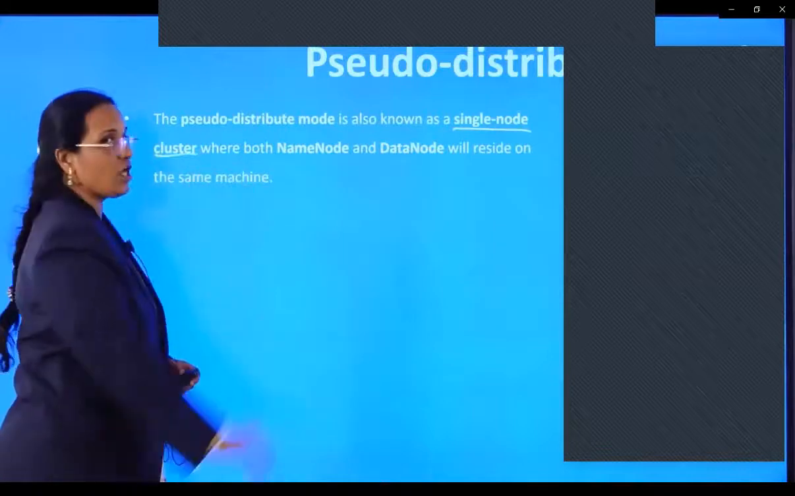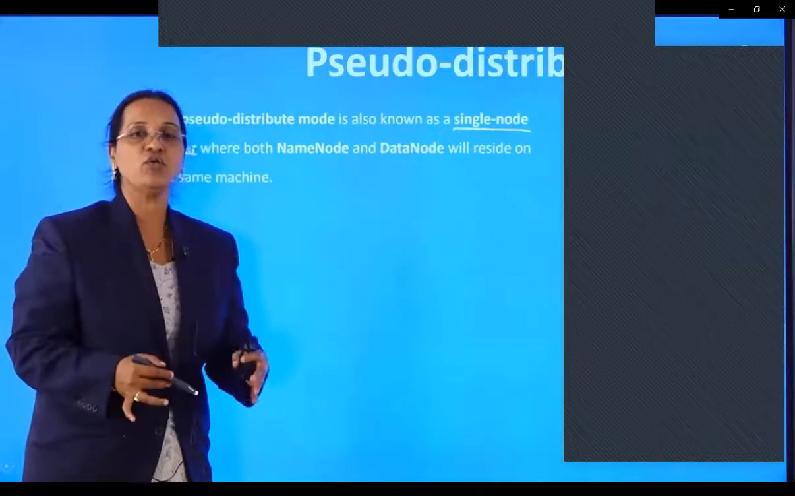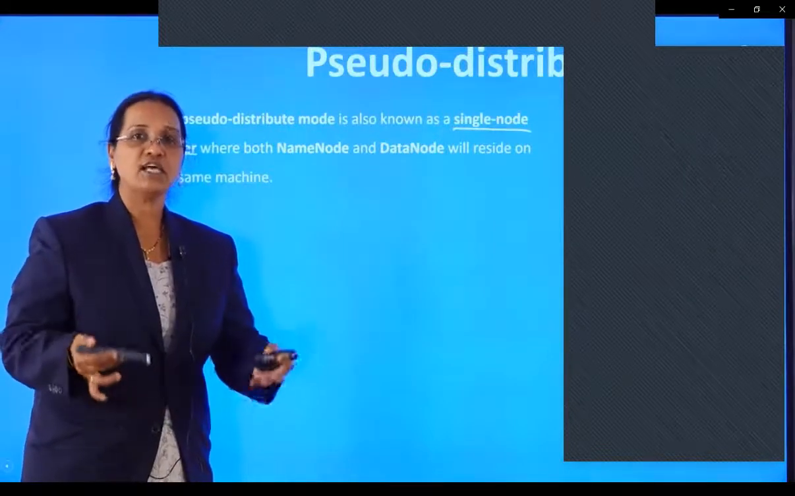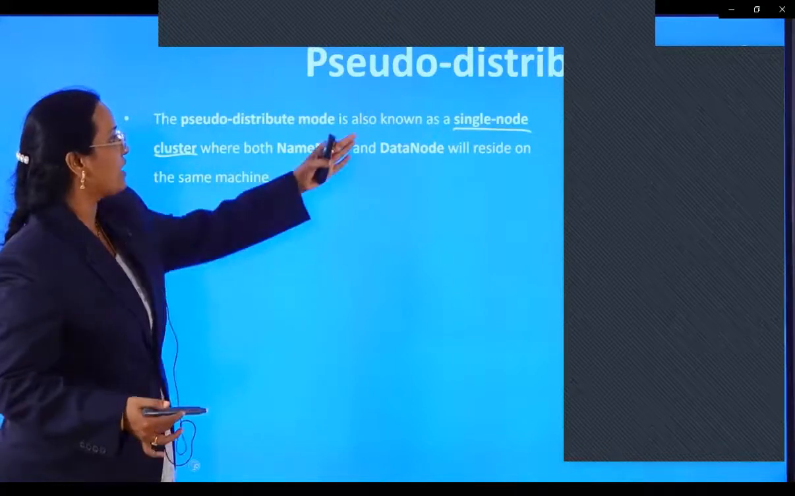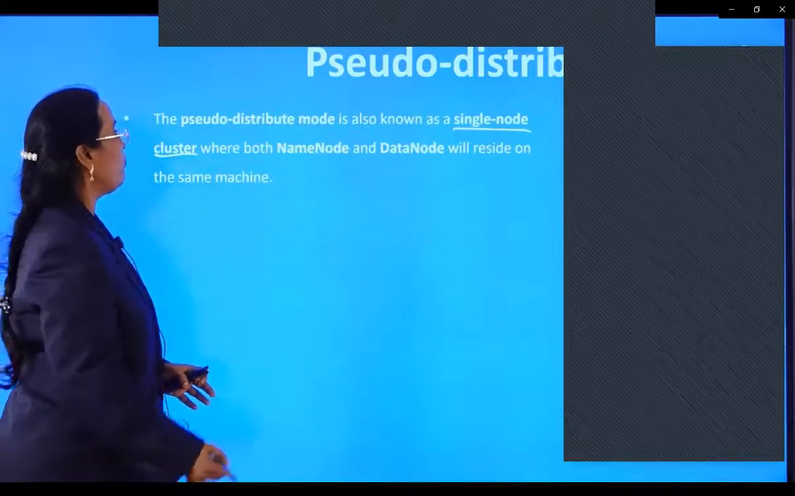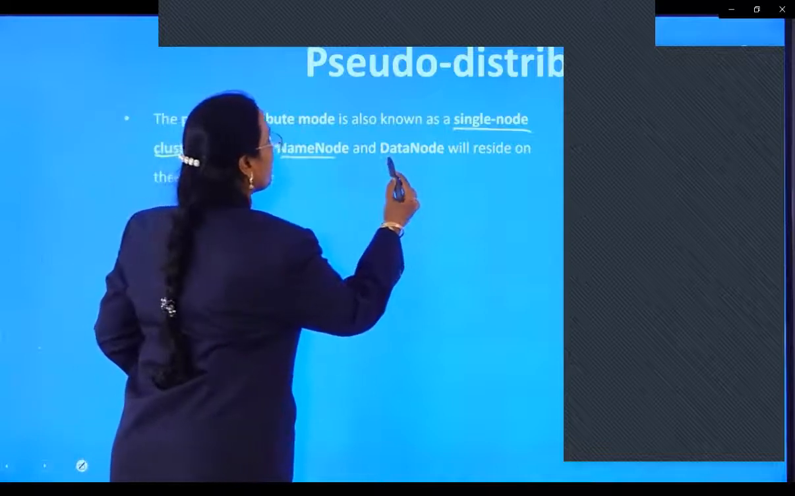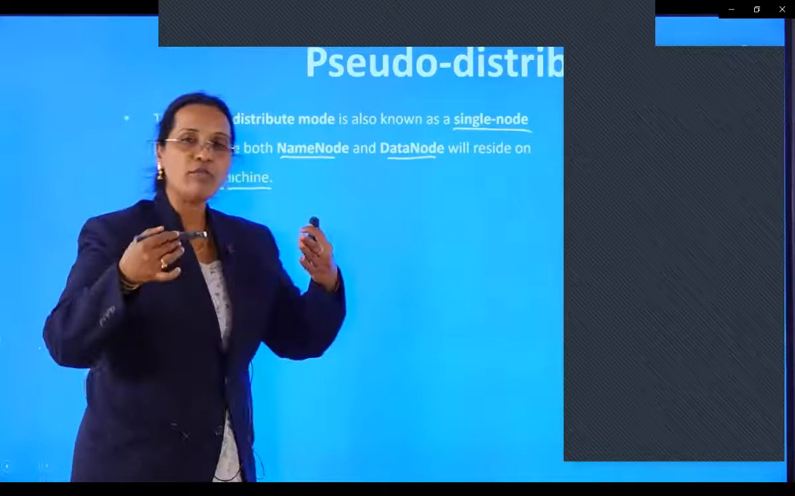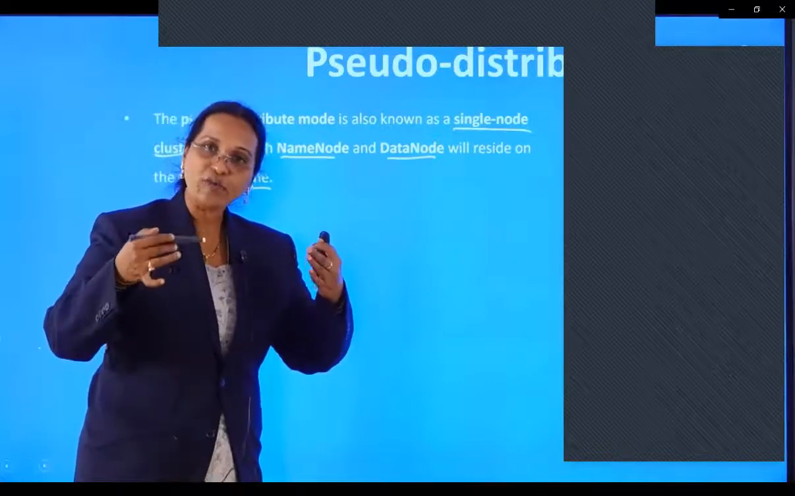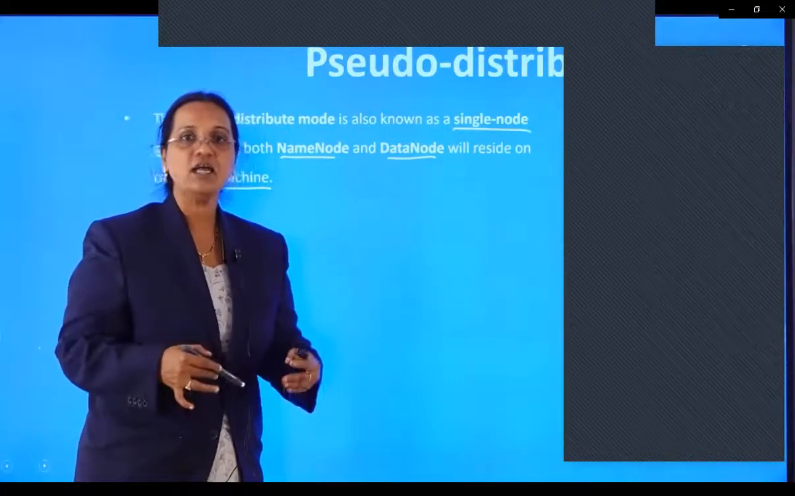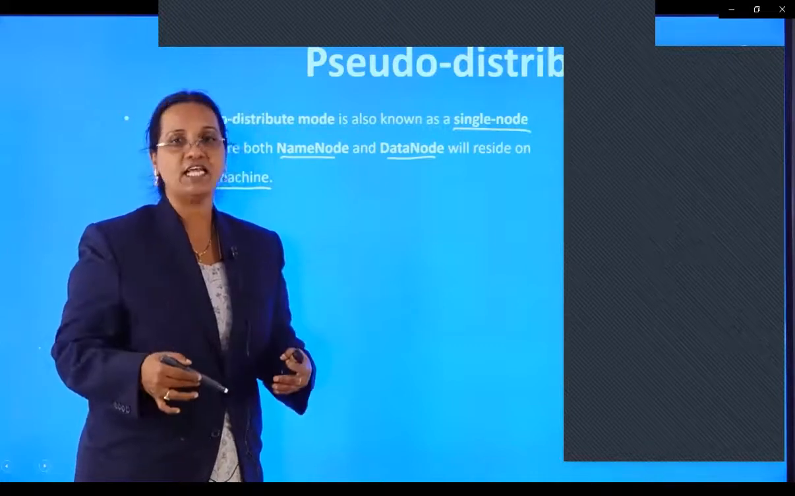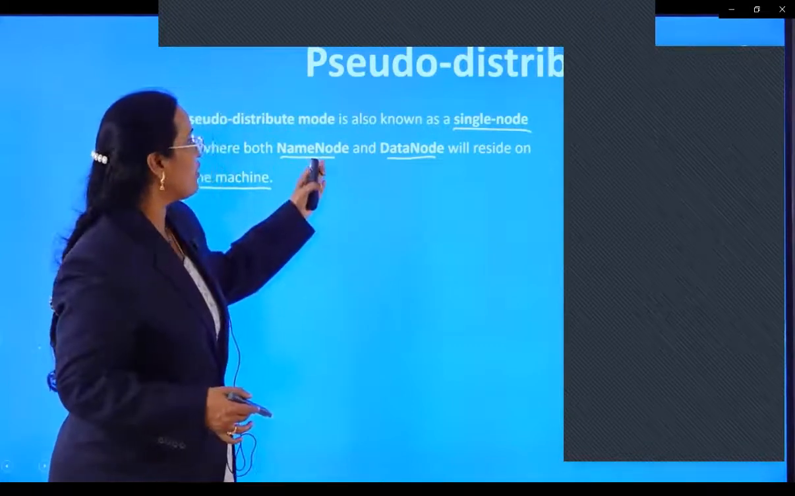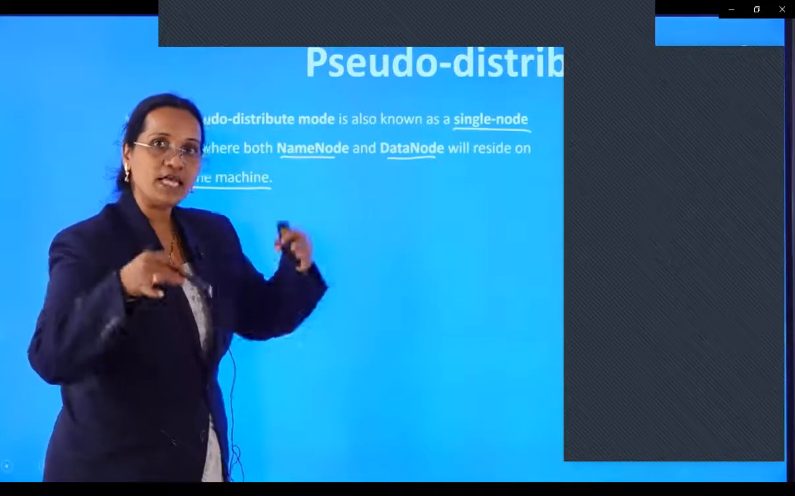Single node cluster, as I already told you, means that in one machine only, it will be a master as well as a slave both. That is why it is called a single node cluster, where both name node and data node will reside on the same machine. That means on my laptop, my laptop itself will act as a master, my laptop itself will act as a slave, and the name node and data node will be working on the same machine.